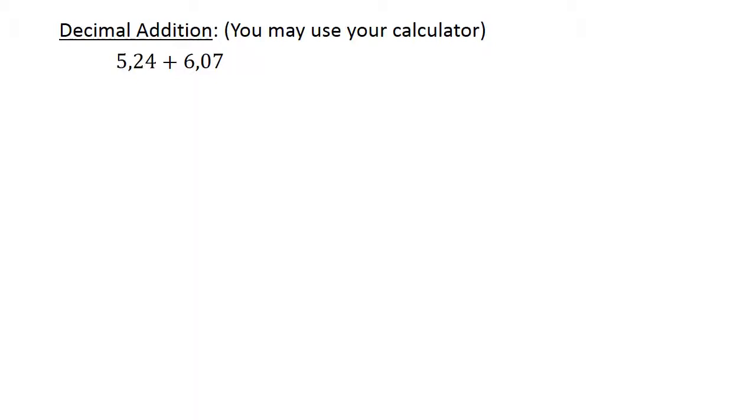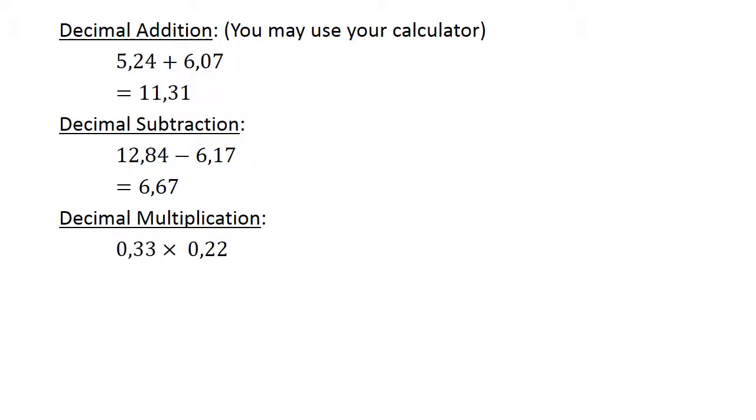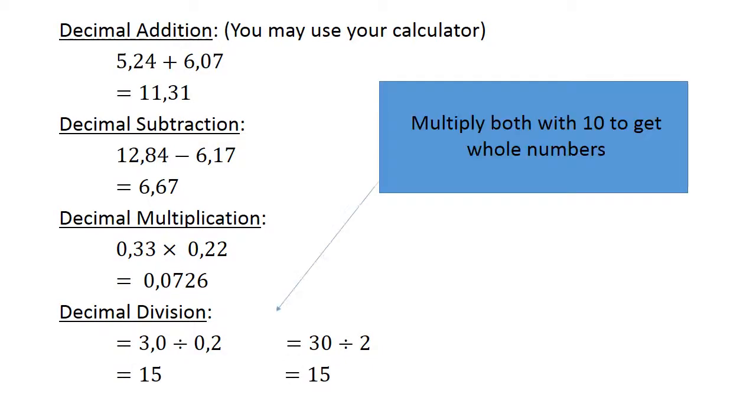5,24 plus 6,07 equals 11,31. Decimal subtraction. 12,84 minus 6,17 equals 6,67. Decimal multiplication. 0,33 times 0,22 equals 0,0726. Decimal division. Again, 3,0 divided by 0,2.